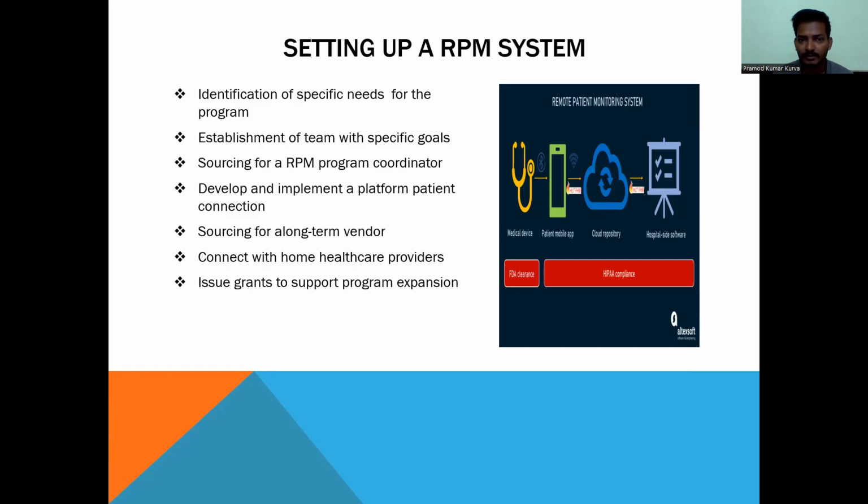So, sourcing for an RPM program coordinator. The coordinator has to coordinate with the team members and has to develop and implement the platform, with a long-term sourcing vendor, and connect with the home healthcare providers, connect with the patients, connect with the doctors, and issue a guarantee for the expansion.